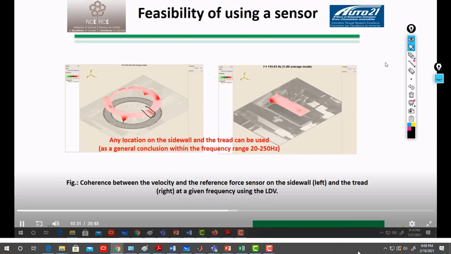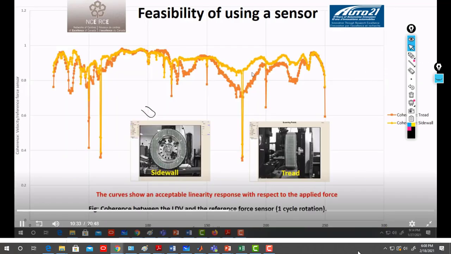So by this, and having good coherence, we check the feasibility of using a sensor on the tire. So the next question that comes to mind is where to put the sensor. Where is the best location for putting the sensor? The best location is where the highest strain is obtained. So how to find the strain? How to calculate the strain?